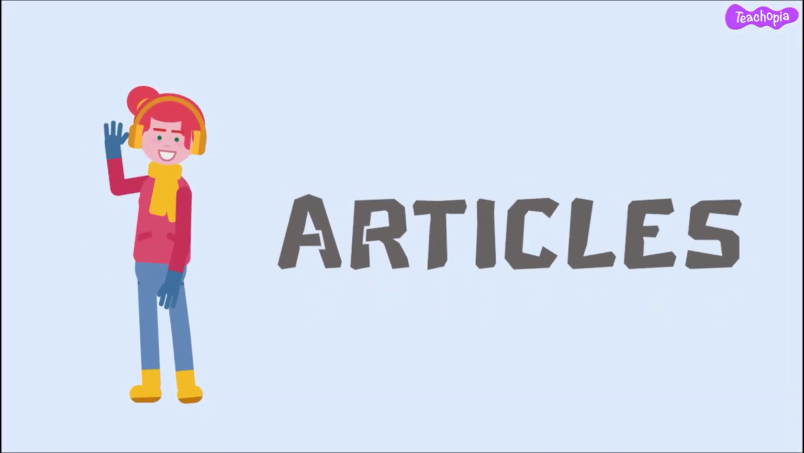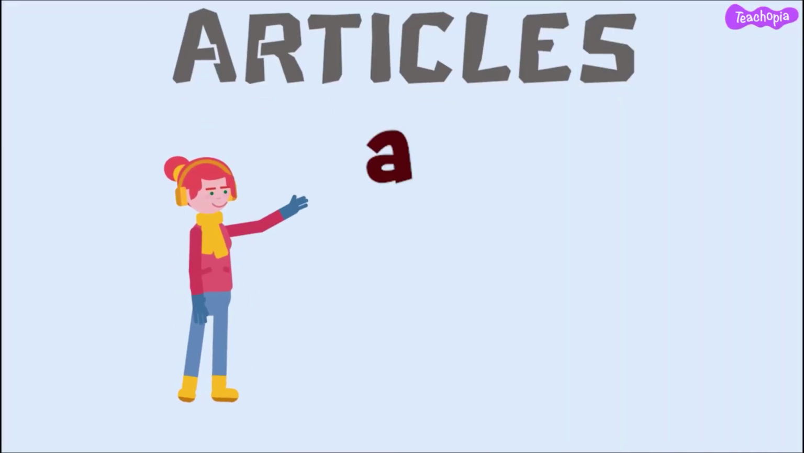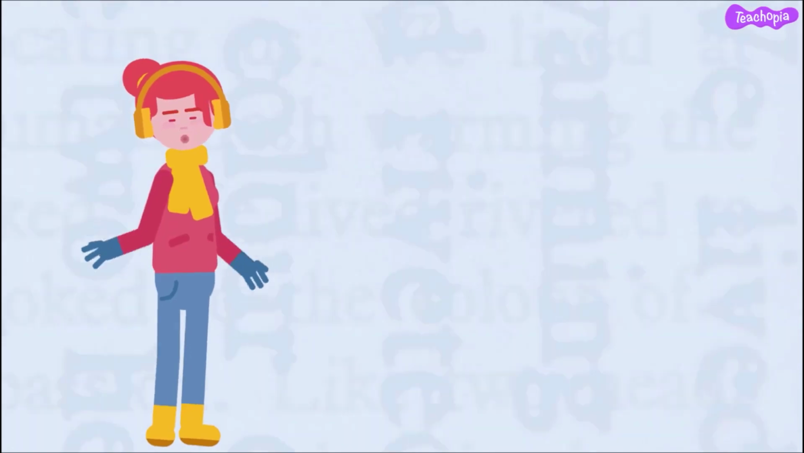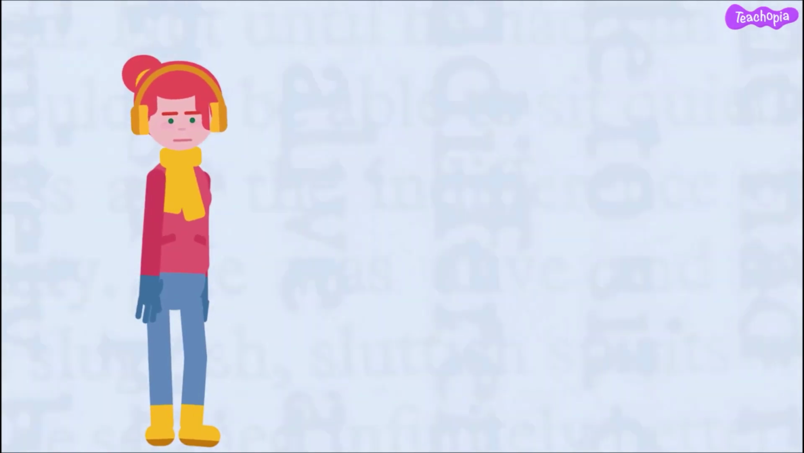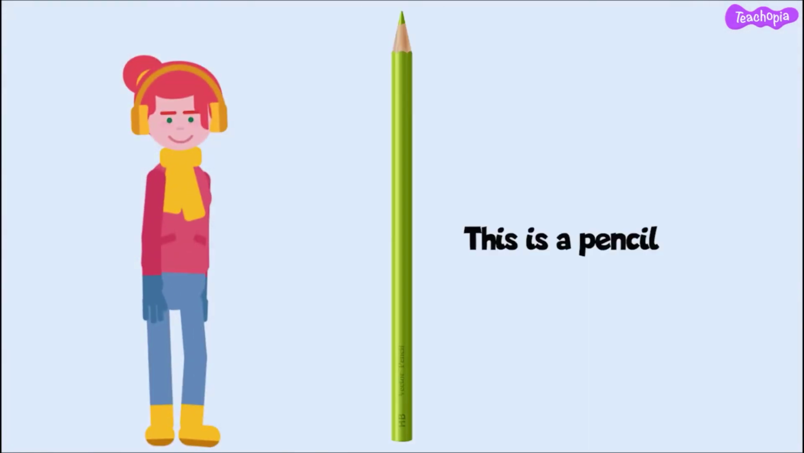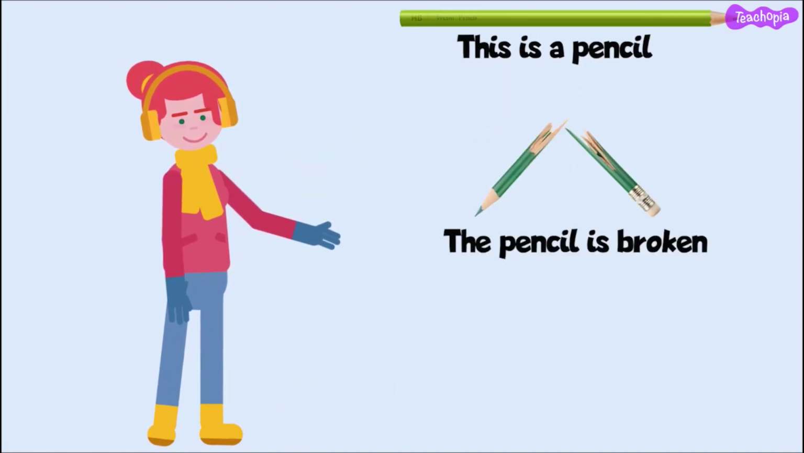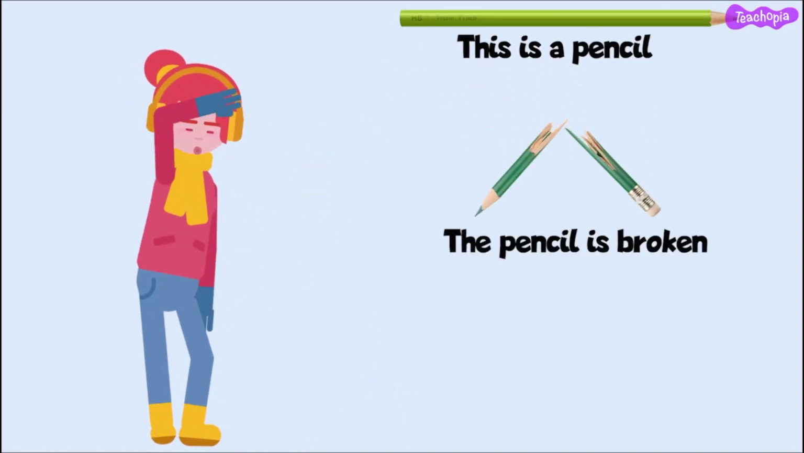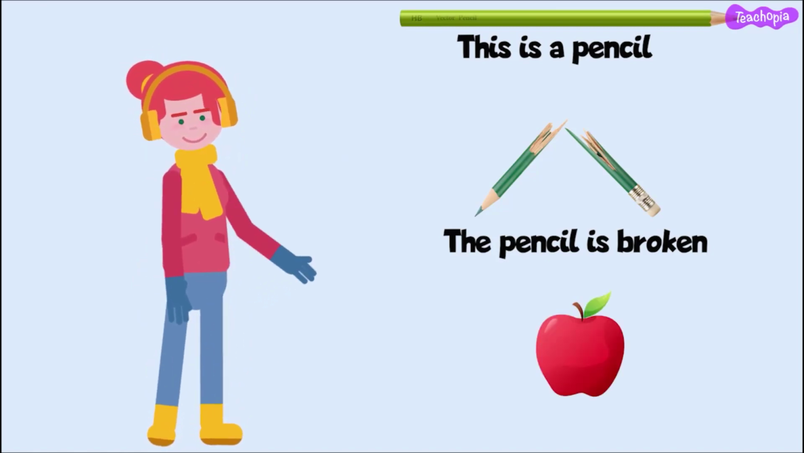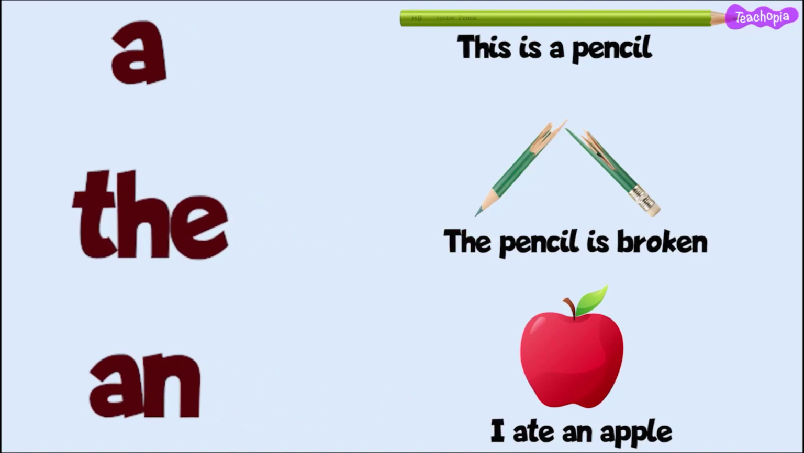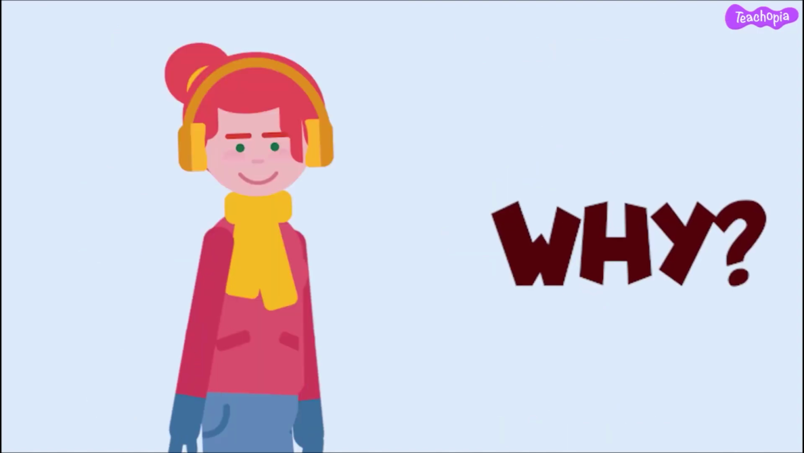Let's learn about articles. A, an, and the. Here are a few sentences. Let's read them together. This is a pencil. The pencil is broken. I ate an apple. We use the words a, an, and the before the nouns pencil and apple. But why?